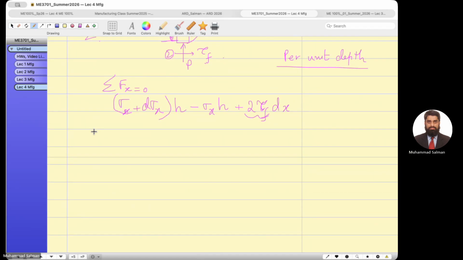If you multiply it, it's cancelled out. So d sigma x times the height equals negative 2 tau flow. I would say not flow, but tau friction, because this is friction. Make this equation as equation number 1.